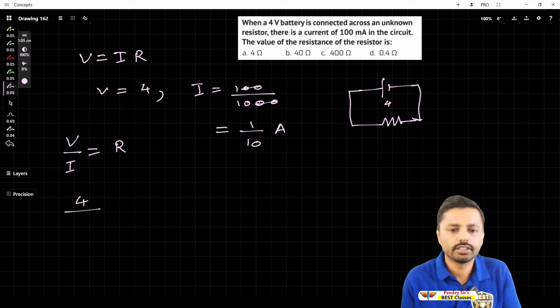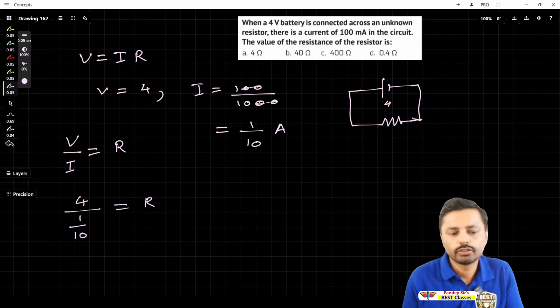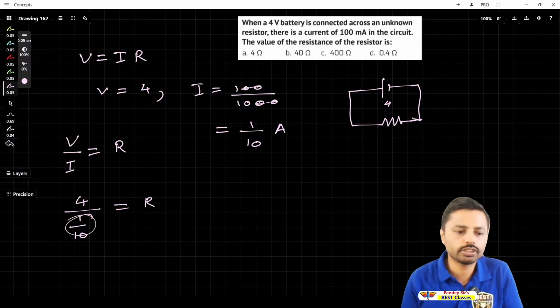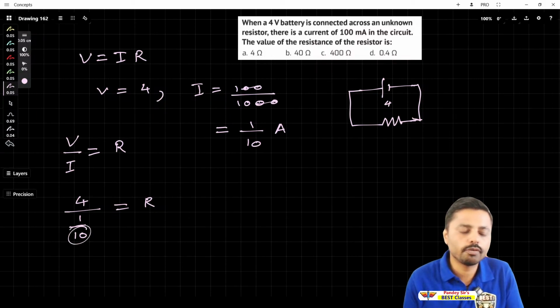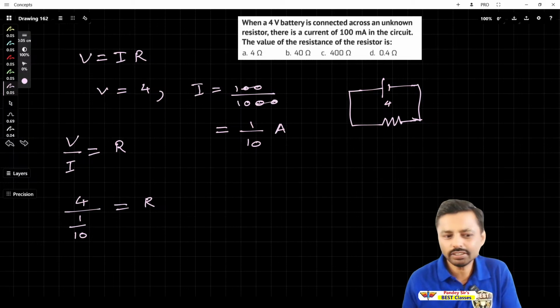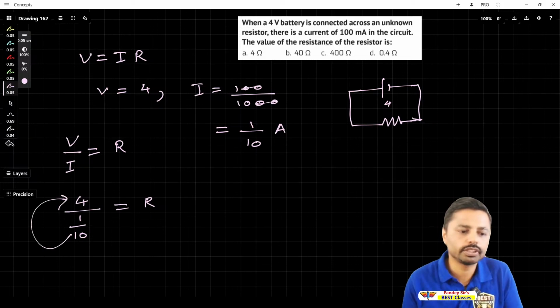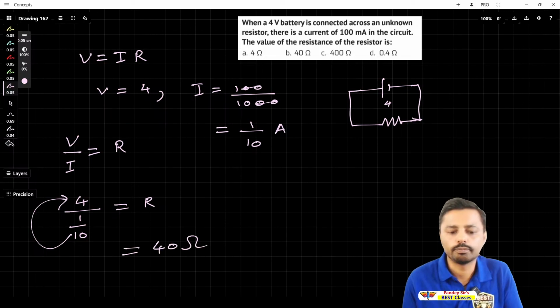So 4 by 1 by 10 equal to R. Oh, so this is where students sometimes get confused. There is a very simple trick. This is the denominator and this is the denominator of the denominator, like minus into minus is plus. So denominator into denominator goes to the numerator. Simple. So that's equal to 40 ohm.